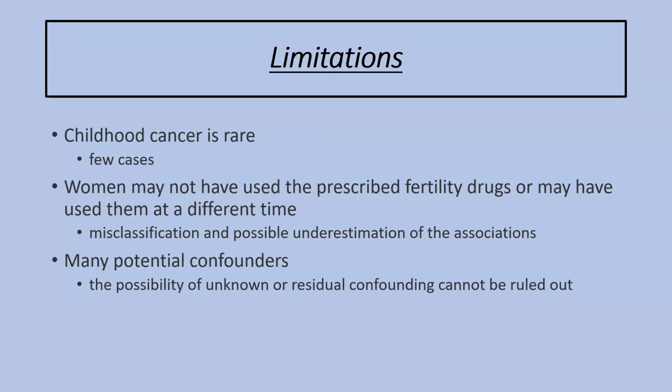Coming to the limitations of the study, childhood cancer is rare, so there are very few cases. Like in this study, only 2,000 childhood cancer cases were found in 10 lakh children that were taken from the database. The other limitation was that women may not have used the prescribed fertility drugs, or they may have used them at a different time for a different duration. So misclassification and possible underestimation of the associations is another limitation for this study. And there were many potential confounders, and the possibility of unknown or residual confounding could not be ruled out.